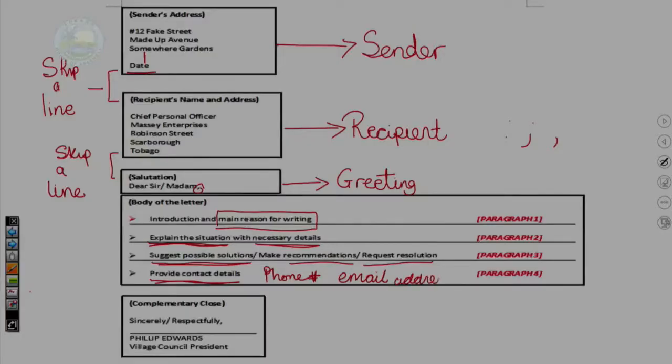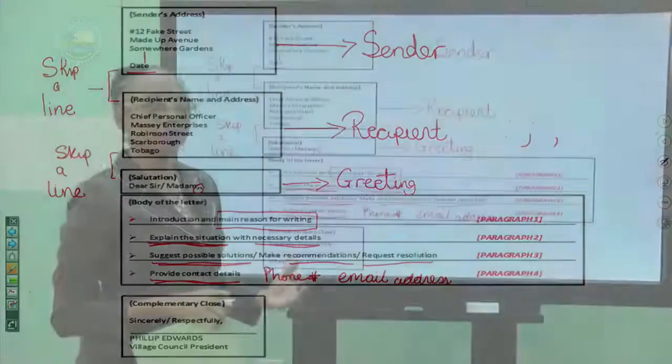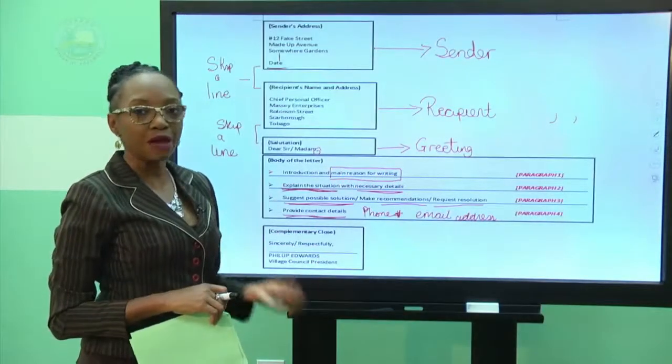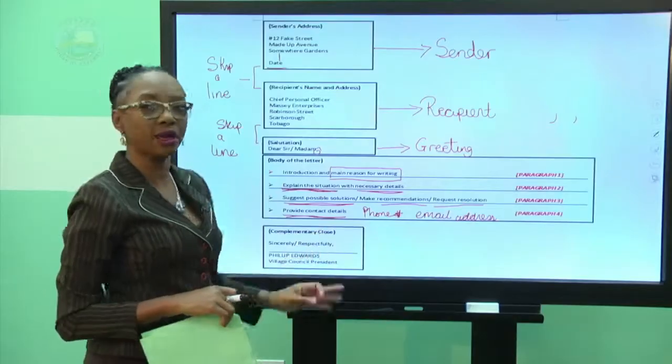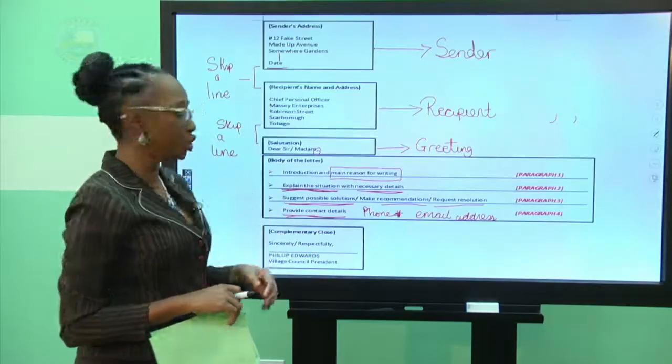Your objective here is to ensure you can be reached, because it's not a very good idea to send a formal letter and you have no way of getting a response. So you have to ensure that you factor in there how this response can reach you.